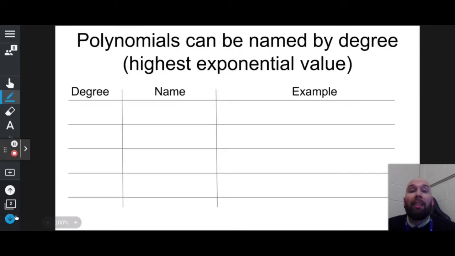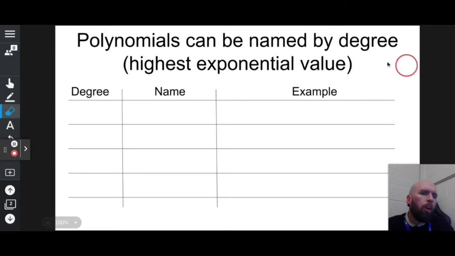Today we're going to talk about naming polynomials. There are two ways that you can name polynomials. The first way is naming them by degree. The degree is the highest exponential value. For example, if I have 3x squared plus 2x to the 8th, the highest degree is that 8. So that's kind of what we're dealing with.